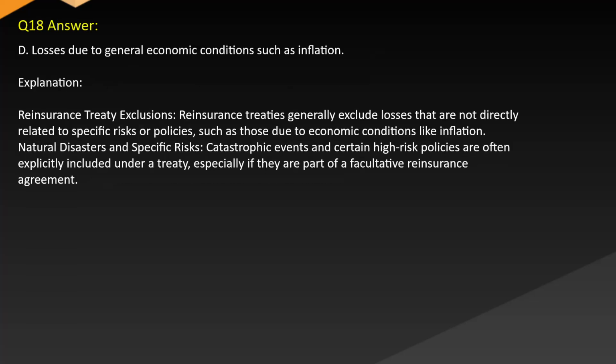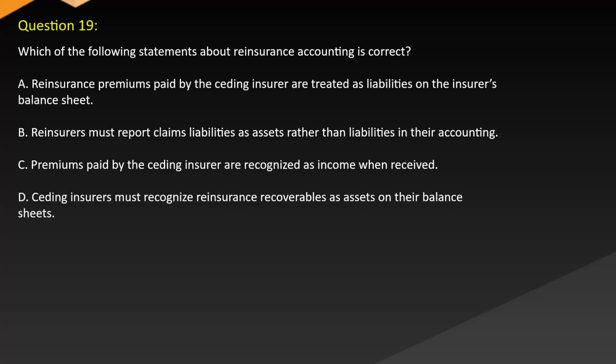Answer: D. Losses due to general economic conditions such as inflation. Explanation: Reinsurance treaty exclusions. Reinsurance treaties generally exclude losses that are not directly related to specific risks or policies, such as those due to economic conditions like inflation, natural disasters, and specific risks. Catastrophic events and certain high-risk policies are often explicitly included under a treaty, especially if they are part of a facultative reinsurance agreement.